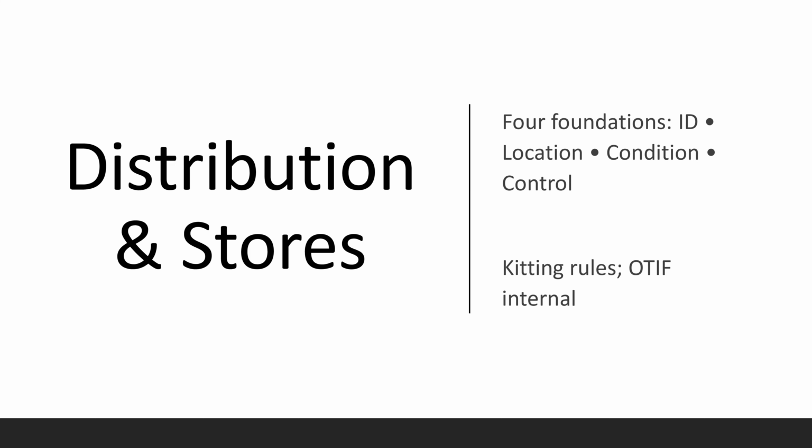We establish four foundations. 1. Identification. 2. Location. 3. Condition. And 4. Control. Let's begin with identification. Every item gets a unique part number, description, and unit of measure. I label shelves and bins clearly. I avoid look-alike parts living side by side. I apply barcodes or QR codes where possible so we can scan rather than transcribe.